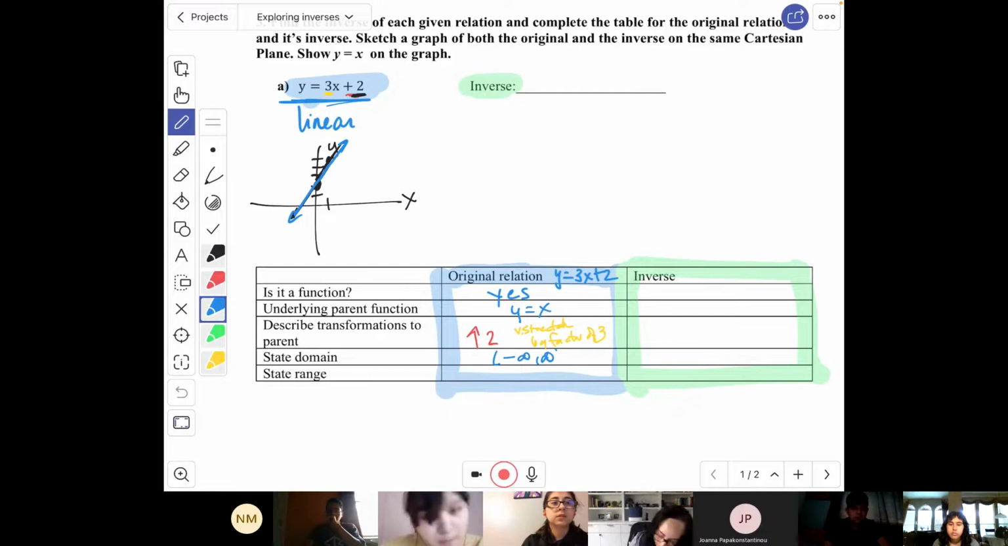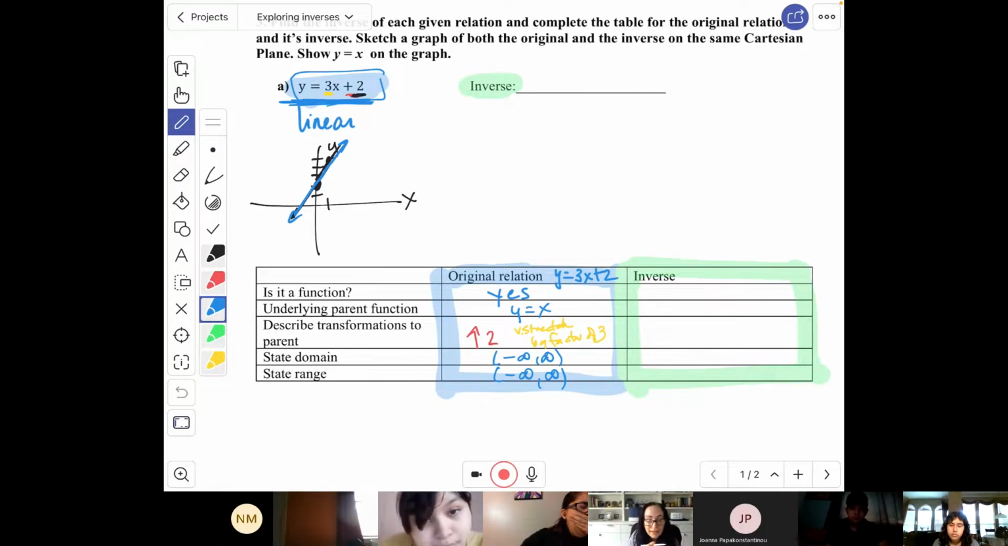Negative infinity to infinity. Beautiful. Okay, so we have now talked about this original function. We said it was a function. We described the transformations made to the underlying parent function, and we stated the domain and the range. Now, to take the inverse of this, you said I'm changing my domain and my range. I'm reflecting it across y equal x.